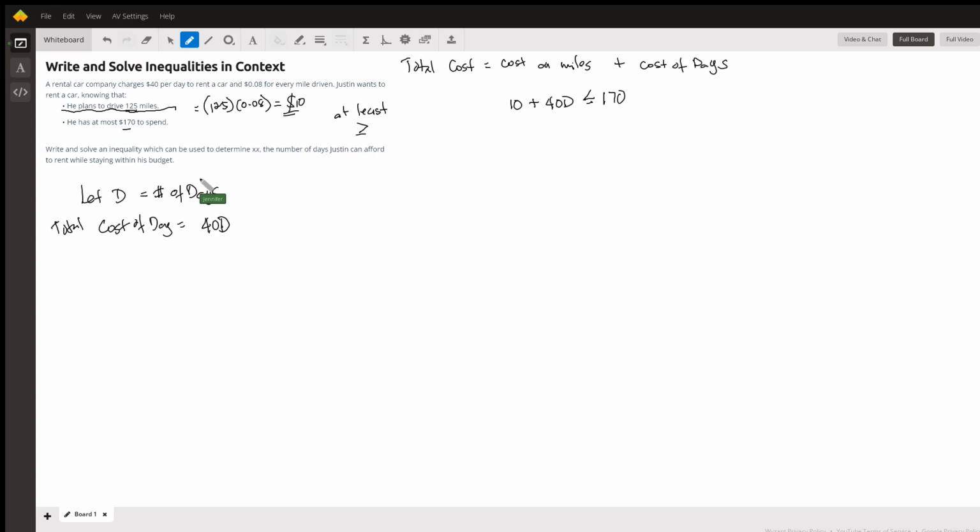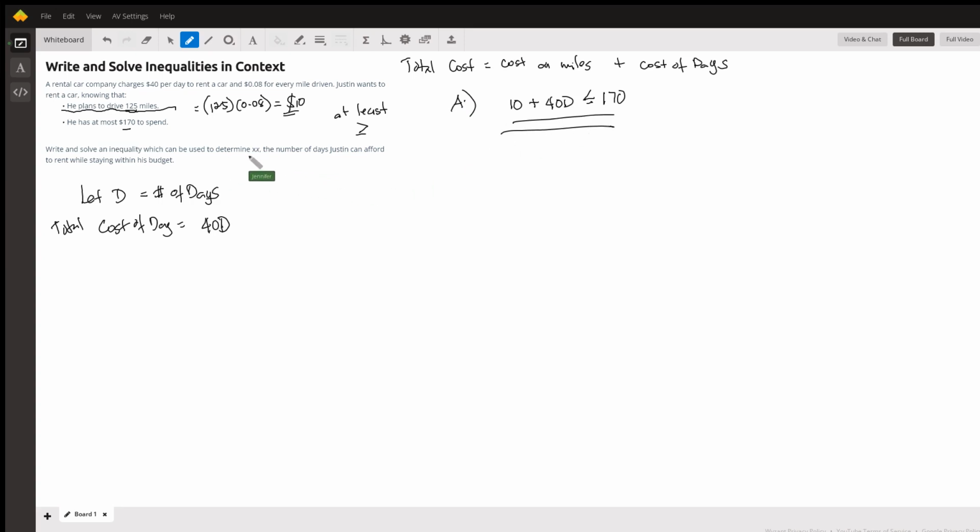Okay, so the question here is: write and solve an inequality which can be used to determine the number of days Justin can afford to rent while staying within his budget. So this is that inequality. This is that question right there, and that's the answer actually.